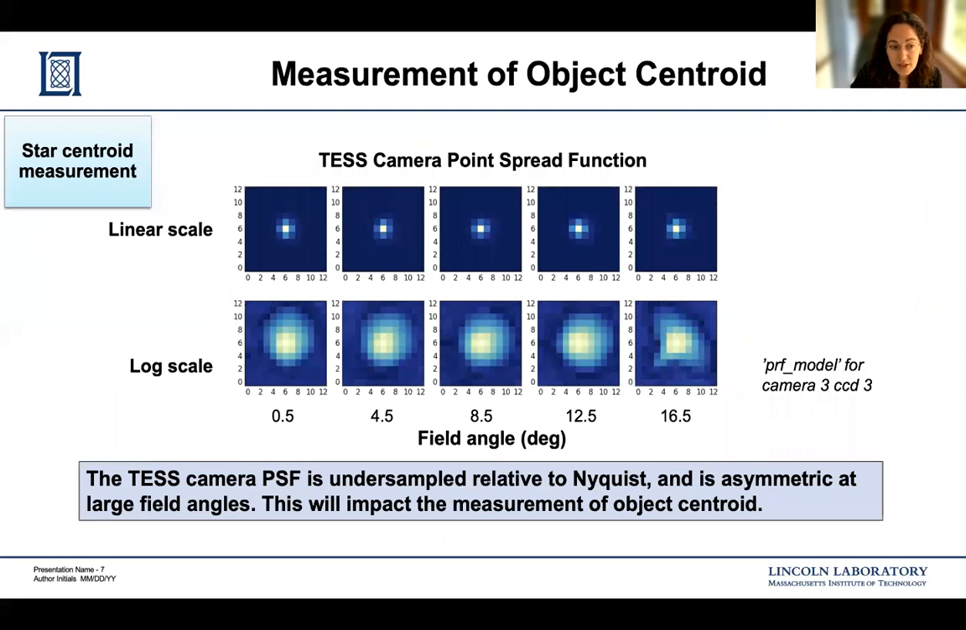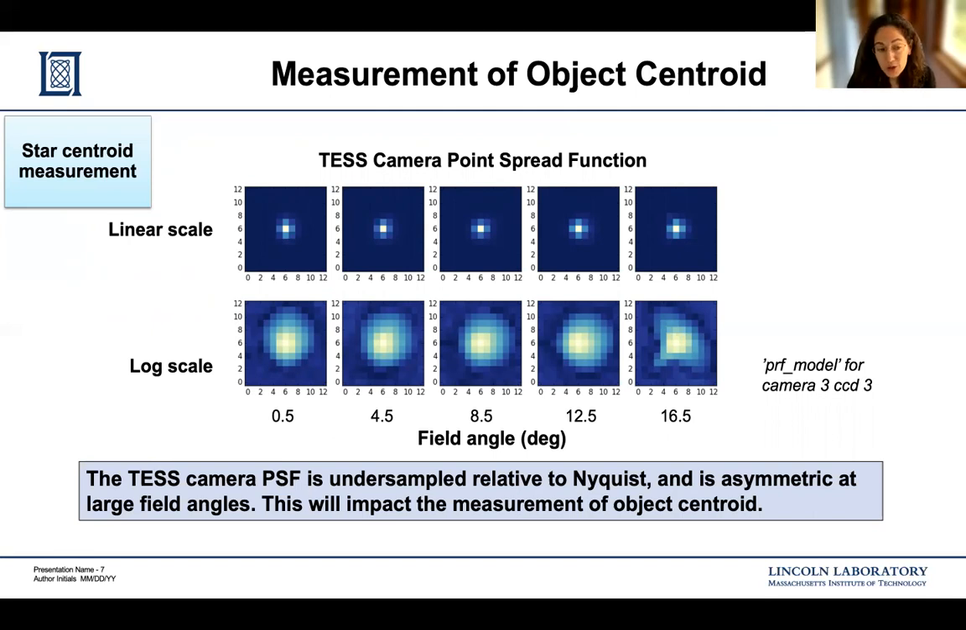The first is the measurement of the object centroid. So the TESS camera is a wide field of view camera. It has a very compact PSF, and this was shown to be beneficial for photometry and for detection of transit signals. But it is challenging for astrometry, where our goal is accurate positions.